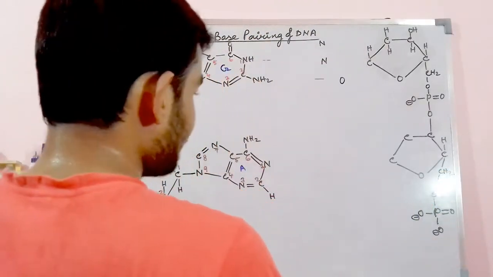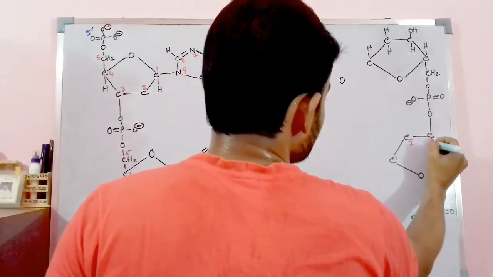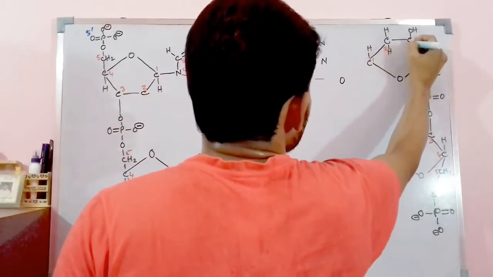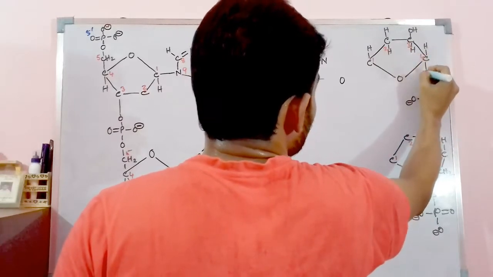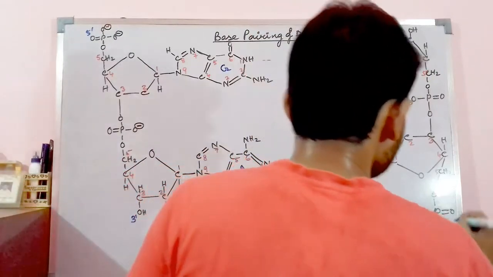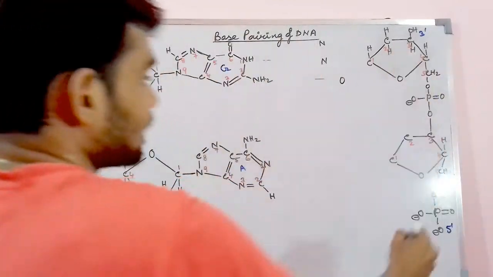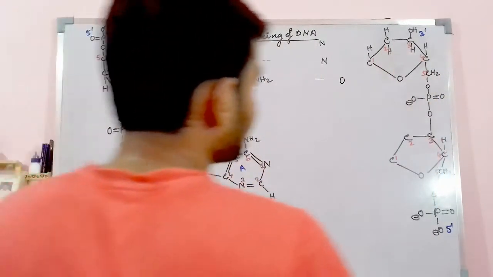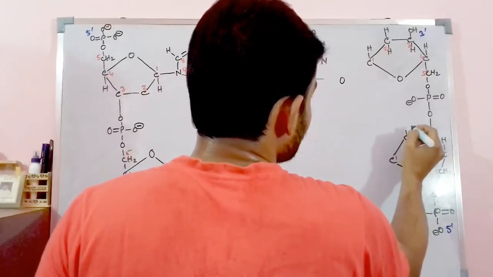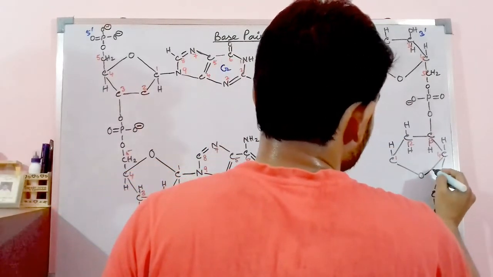Now this one, let me name this ring also, 1, 2, 3, 4, 5. Okay. Now this is the 5' end, and this one is the 3' end. This is anti-parallel. Okay. Now let me write the hydrogen bonds also here. H, H, H. Okay, this is what it is all about.